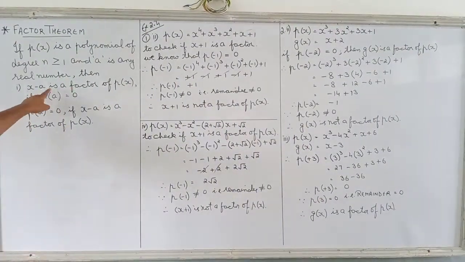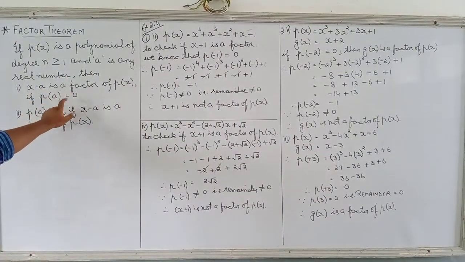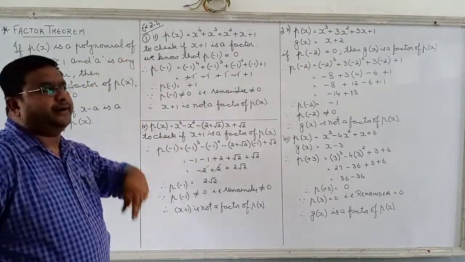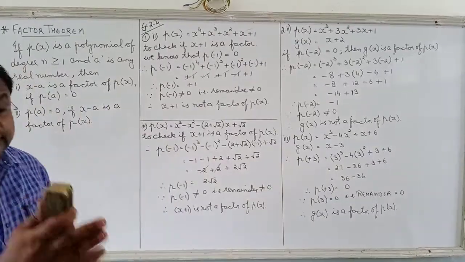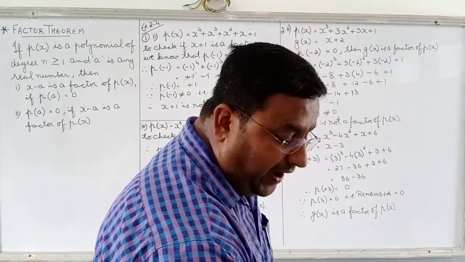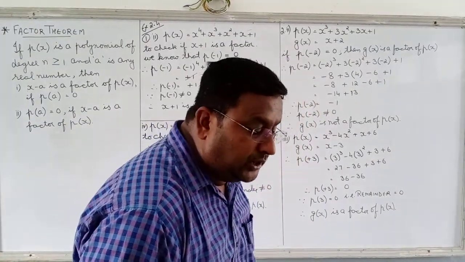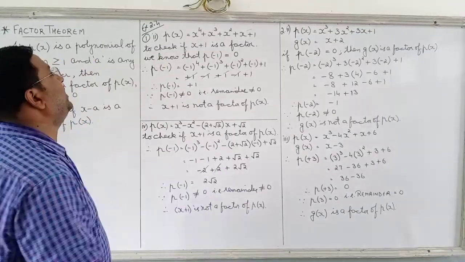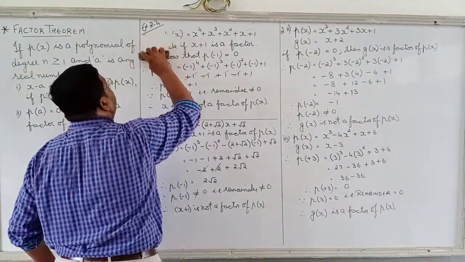If x minus a is a factor, the remainder has to be 0. So simply, we were checking whether the remainder is 0 or not. And now, in the third question, he is telling us that it is a factor. So we have to substitute the value and the remainder has to be 0. I am talking about the third question now.